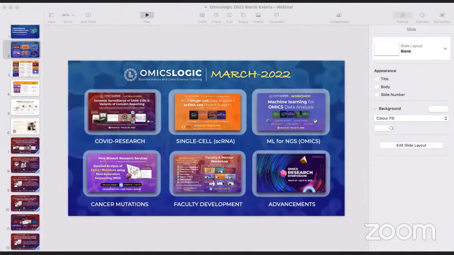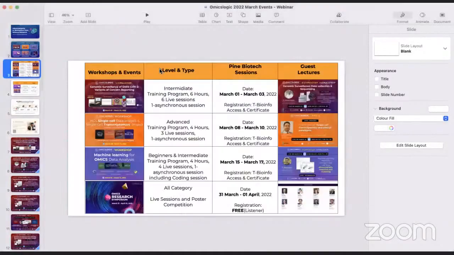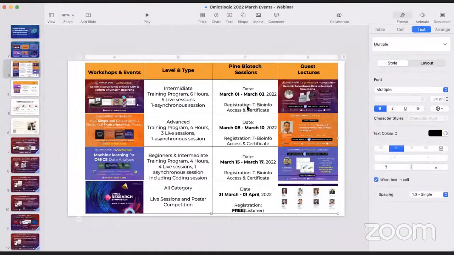About the dates and all the registrations, I'll share with you. If you can see my screen, we have the registrations available, which were shared by our team here in the chat, for genomic surveillance. Then we have the SARS-CoV-2, then we have the single cell, and that would be followed by machine learning, and then the other programs.